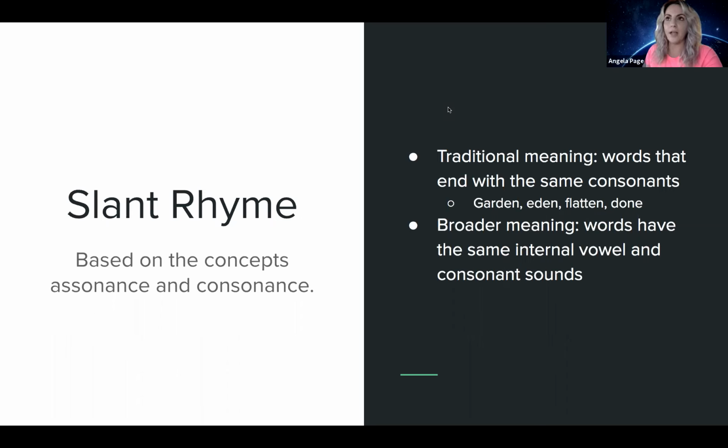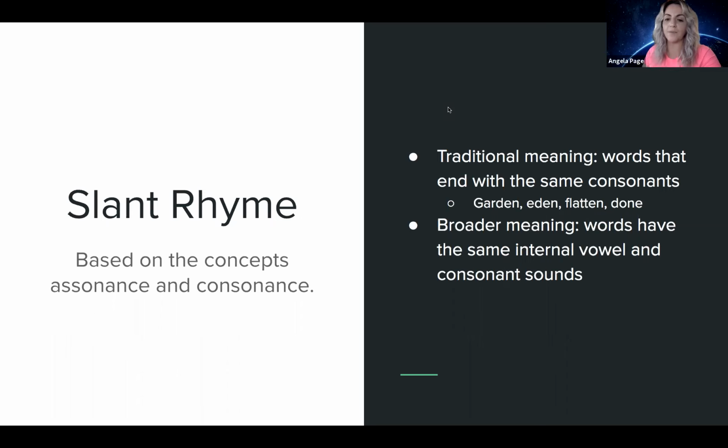Garden and Eden are very similar in that the last three letters are identical. And then flatten, it goes down to the last two letters, and then done does not have the same consonant arrangement there at the end, but it still has that hard N sound, done, flatten, and can still be considered a slant rhyme because of that hard N there at the end. So this is, again, all about the sound the word makes.